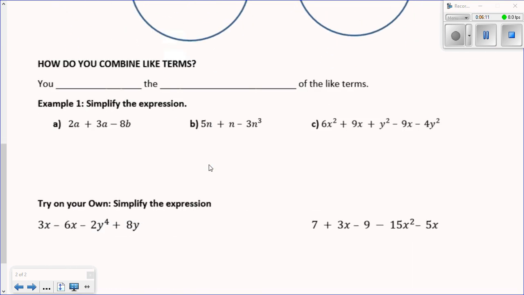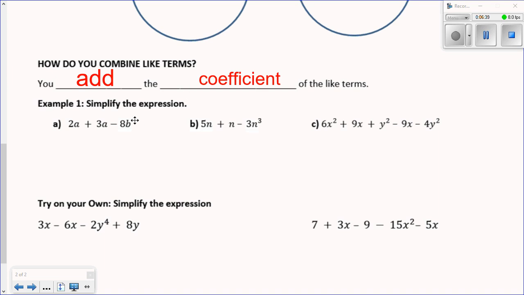And lastly, we're going to talk about how to combine like terms. So we know what a term is. We identify which ones are alike. Now we need to combine them. To combine them, you're going to add the coefficients of the terms. The coefficient is a number being multiplied with the variable. It's a number in front of the term. Those get added together. We do not touch the variable or the exponent at all. Those stay the same. Okay?